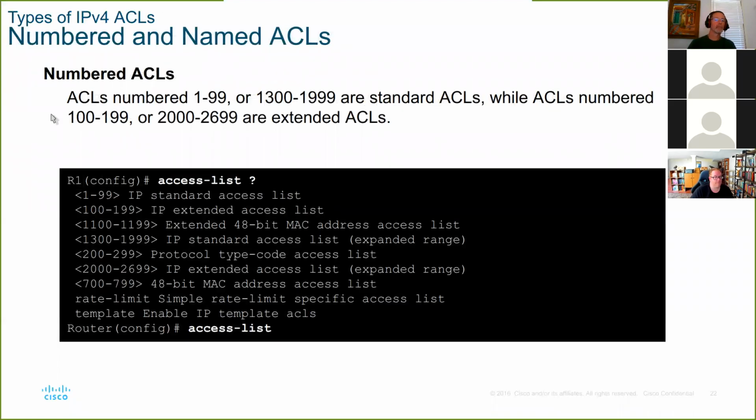So here we go. Numbered ACLs. 1 to 99 are standard. If I just do access list question mark, you'll see all the different numbers. No, I don't expect you to memorize all of these, but you certainly need to know these first two. 1 to 99, standard. 100 to 199, extended. Absolutely have to know that. Of course, the question mark will help you when you're wondering what the range was again. Was it 100 or did it start at 101?